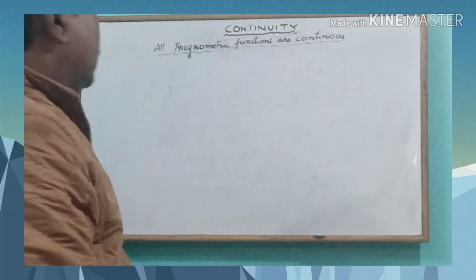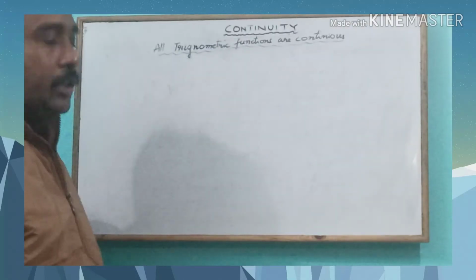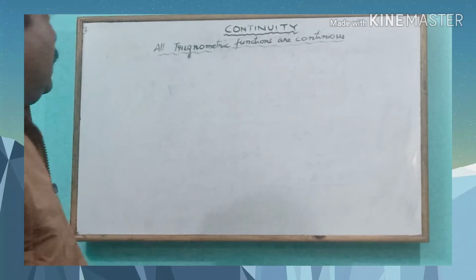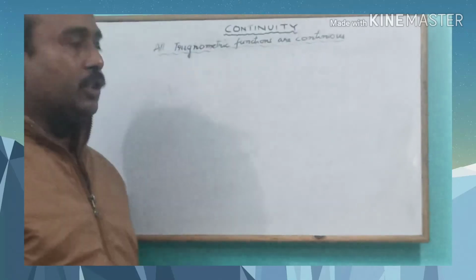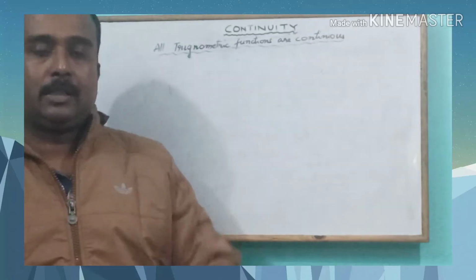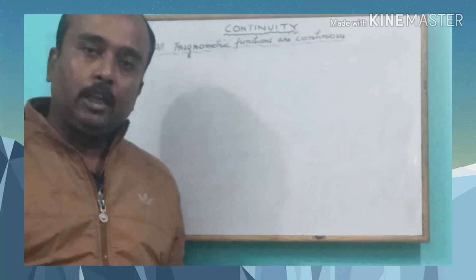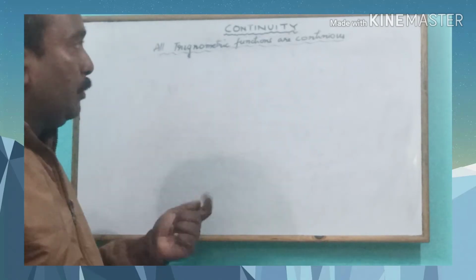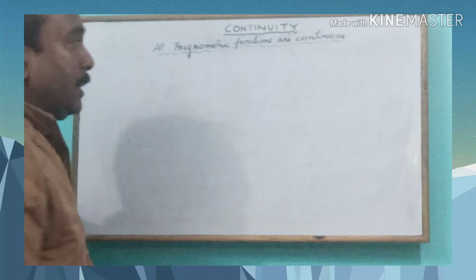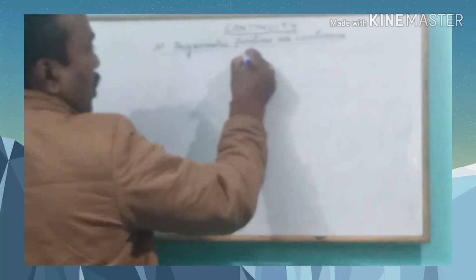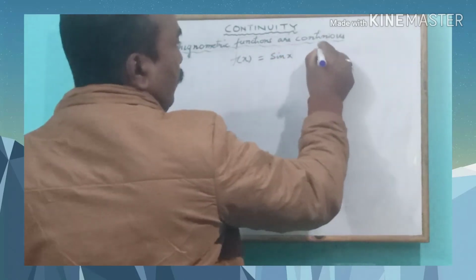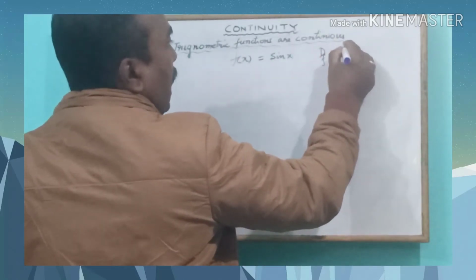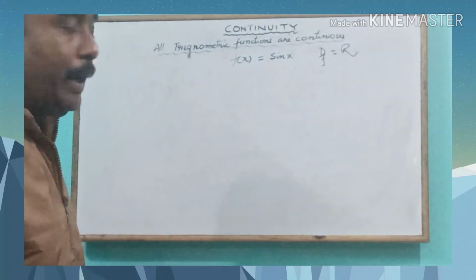Now, till now, we have been discussing only algebraic functions. Now, there is an important concept, that is all trigonometric functions are continuous in their domain of definition. It is not possible for me, in this small video, to explain the continuity of all trigonometric functions. I have taken up only one function, say f(x) is equal to sin x. The domain of definition of the function f is R, all real numbers.